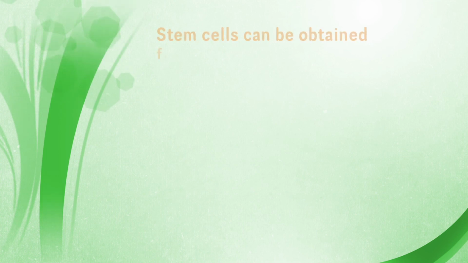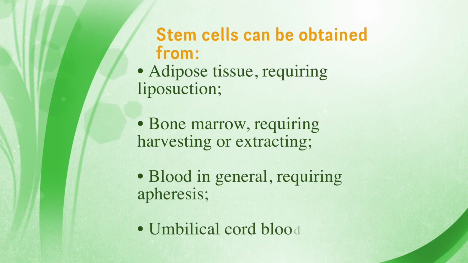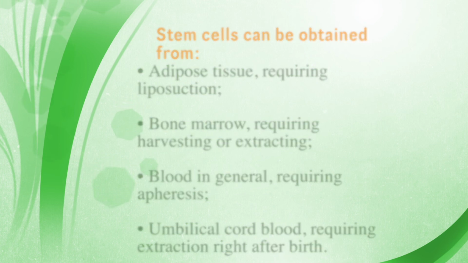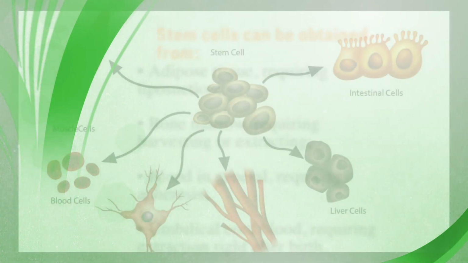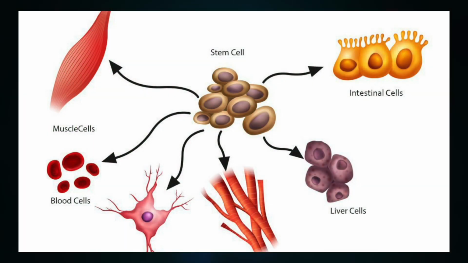Now, just to sum up, in adults there are 4 main areas where stem cells can be obtained. More in particular, adipose tissue requiring liposuction, bone marrow requiring harvesting or extracting, blood in general requiring apheresis, and umbilical cord blood requiring extraction right after birth. Now, although the research, use, and application of stem cell extraction in these areas are not immune to complex scientific, ethical, and social debates, the biggest controversy actually deals with one specific form of stem cells, the embryonic cells, which are especially important as they are pluripotent and therefore potentially able to differentiate into any of the 3 germ layers developing embryogenesis: endoderm, mesoderm, and ectoderm.